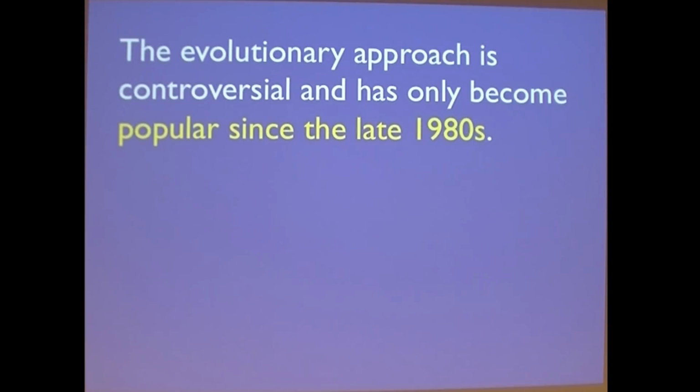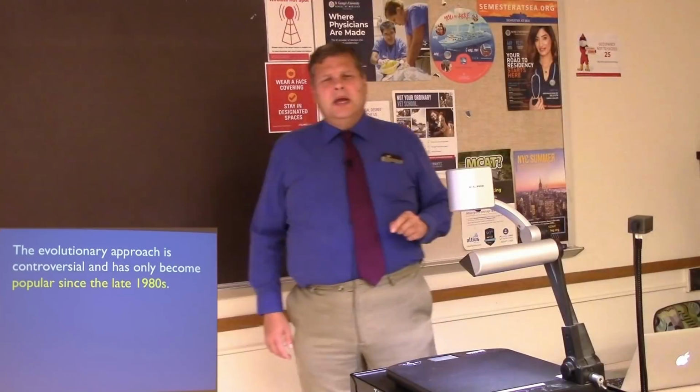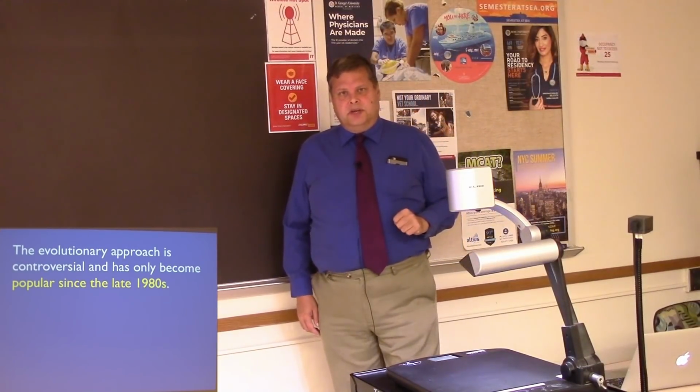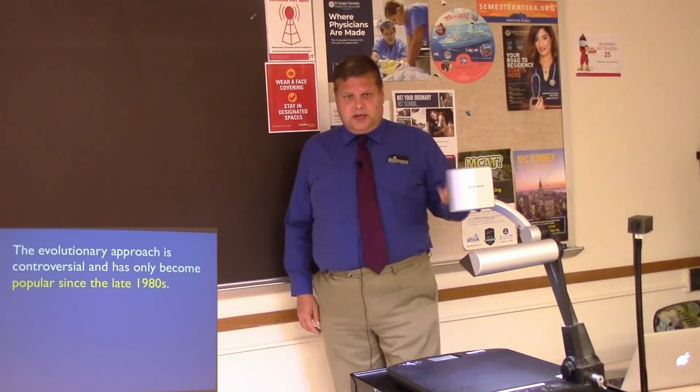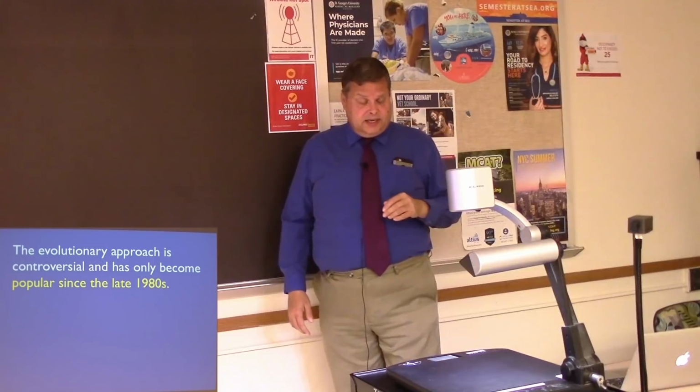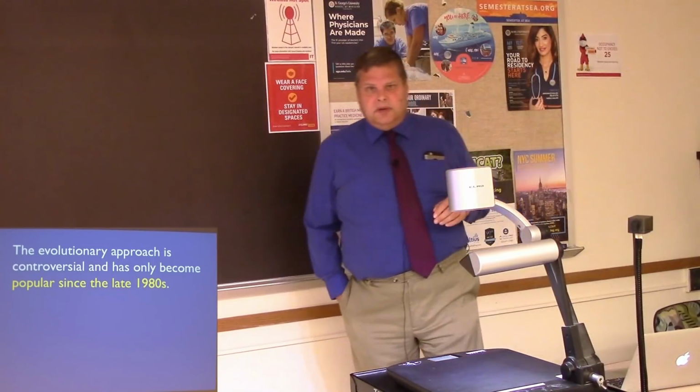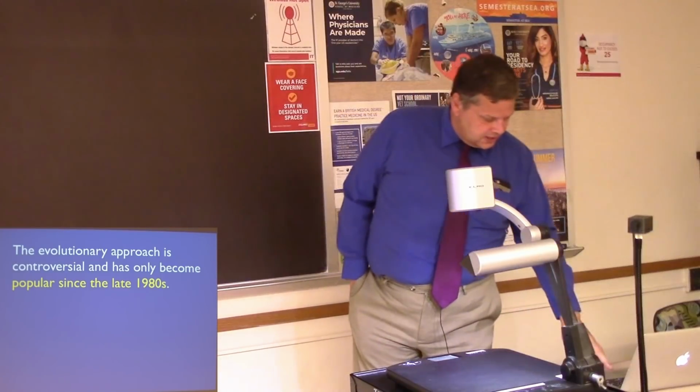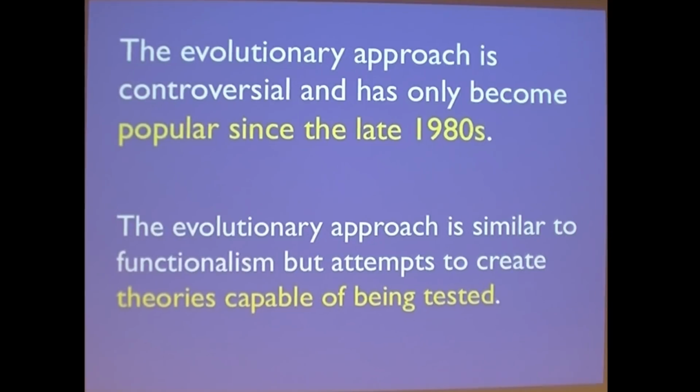The evolutionary approach is controversial. It's only been popular since, I say, late 1980s, but really I think that was like the first book about it came out in the late 80s, but really only took off, I would say, in the mid-90s. The reason it's controversial is one of the things that evolutionary psychology is very interested in is sex differences. And so some people don't like the idea that there might be innate sex differences between men and women, but evolutionary psychology would say that there probably are. The evolutionary approach is similar to functionalism, but unlike functionalism, tries to create theories that are capable of being tested. That's the main difference. All right.